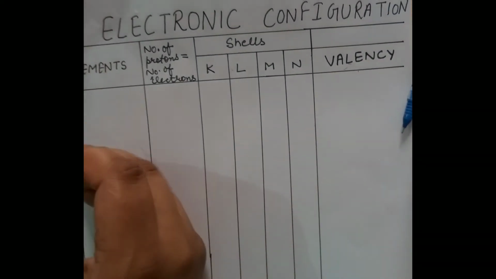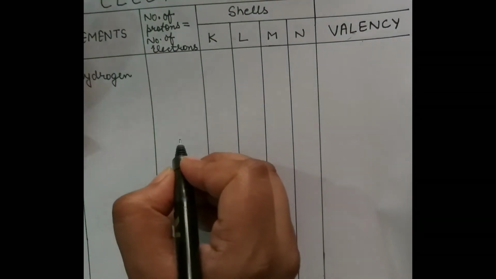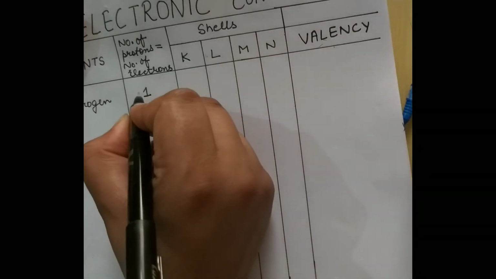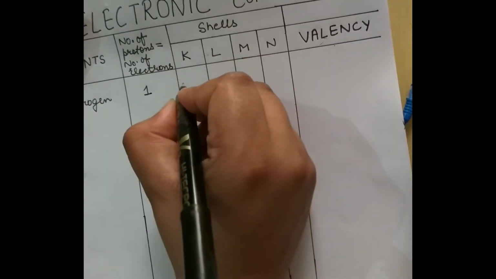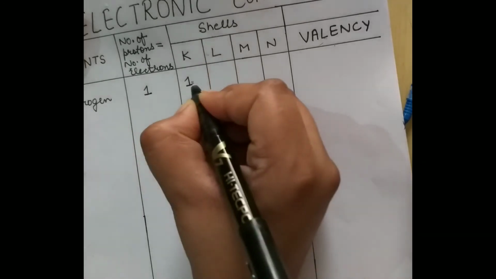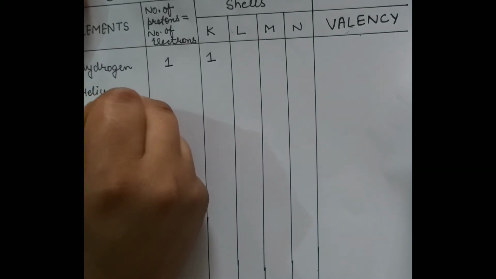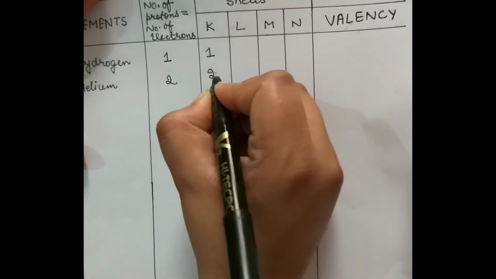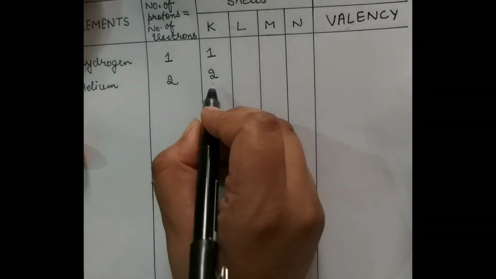Our first element is hydrogen. The atomic number of hydrogen is 1, so the number of protons in hydrogen is 1, and we have to arrange these electrons in these shells. As it has only 1 electron, it will go into the K shell. Our next element is helium. The atomic number of helium is 2, so these 2 electrons will be in the K shell, as the K shell can only occupy 2 electrons.